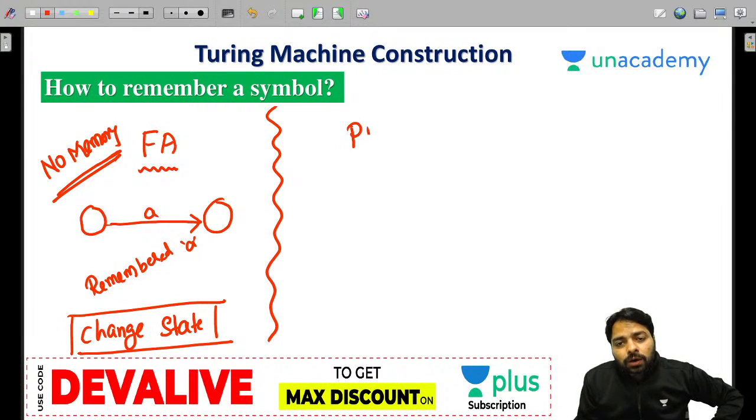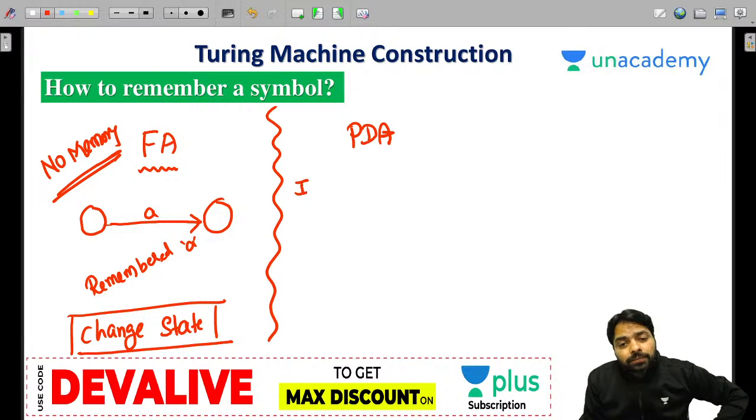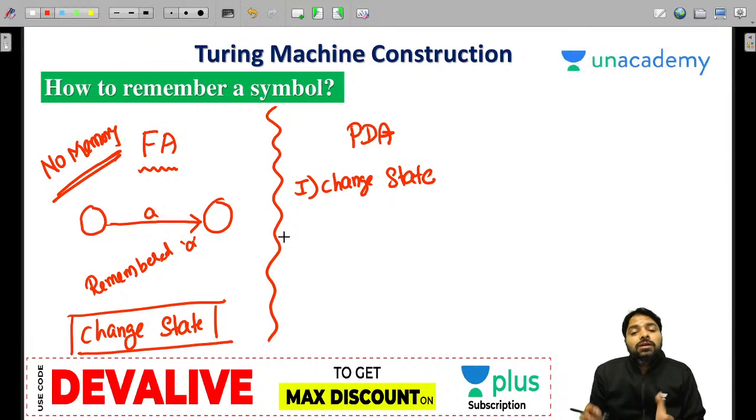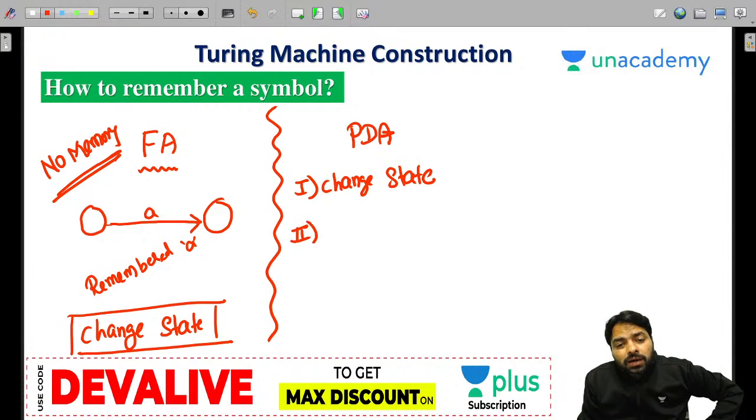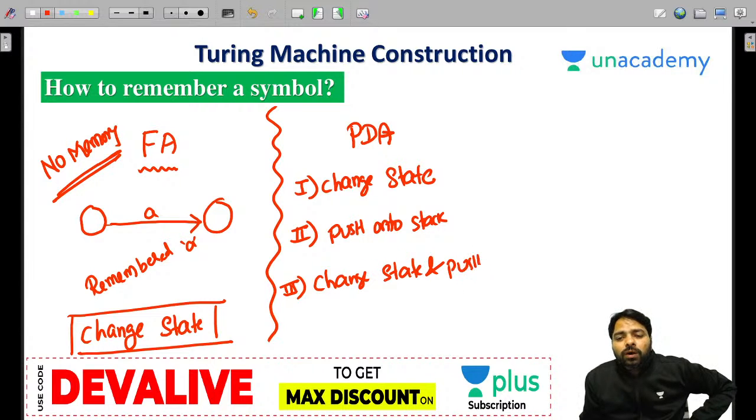PDA, you have two options, three options in fact. One, you can change a state. That's like a finite automata, when you want to remember a finite length. But if I want to remember an unknown arbitrary length, then you can push onto the stack. Then later on, you can compare by popping it. And third, you can do both if you want: change state and also push.